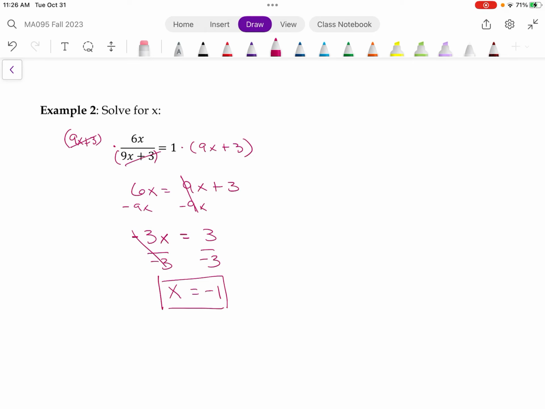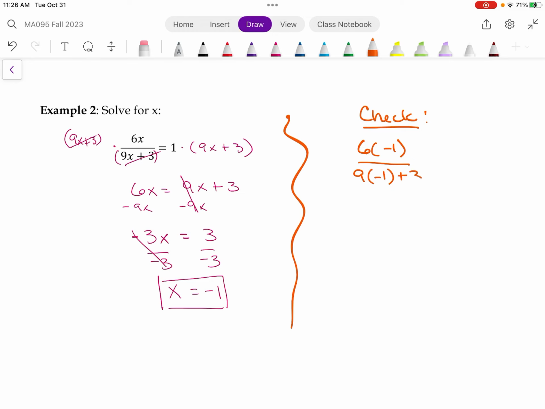All right, so now could you check this? Let's do a little check, and I'm not going to show you this every time. The video would be way too long, but you can check these by just the normal way that you always check when you solve an algebra equation. So you'd have 6 times minus 1 over 9 times minus 1 plus 3. Does that equal 1? That's the question. So negative 6 over negative 9 plus 3, does that equal 1? We get negative 6 over negative 6, and yes, that equals 1.